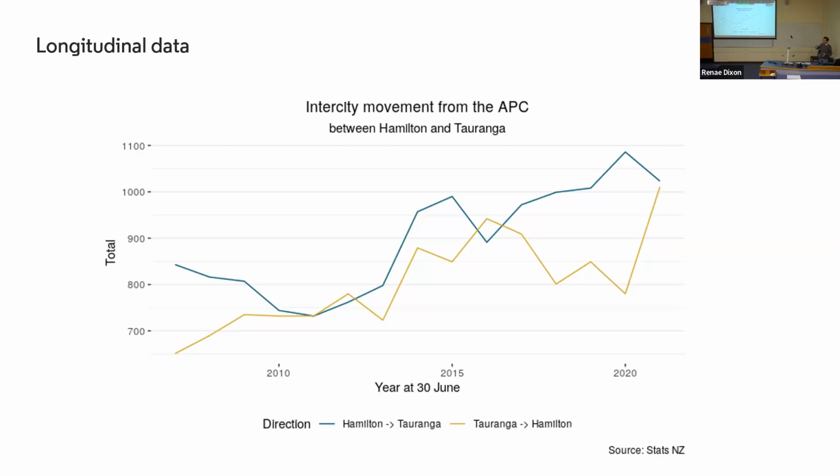So you can't just look, and here's an example between Hamilton and Tauranga, at how many people lived in Tauranga over the years, and how many people lived in Hamilton for each of the reference dates. You can also see how many people actually moved from one year to the other, from Hamilton to Tauranga and the other way around, even though in the aggregate numbers they would cancel each other out. I'm not sure if this is a particularly interesting pattern, but yes.